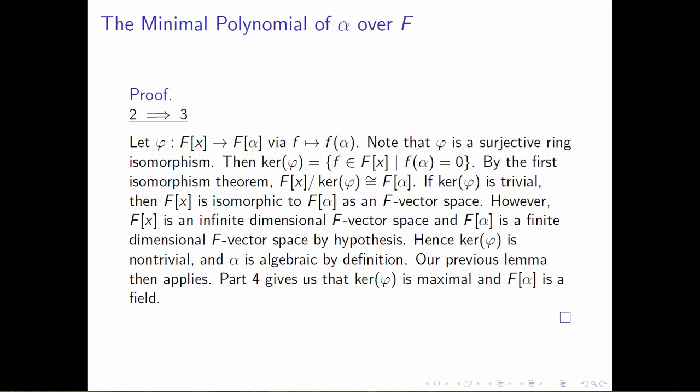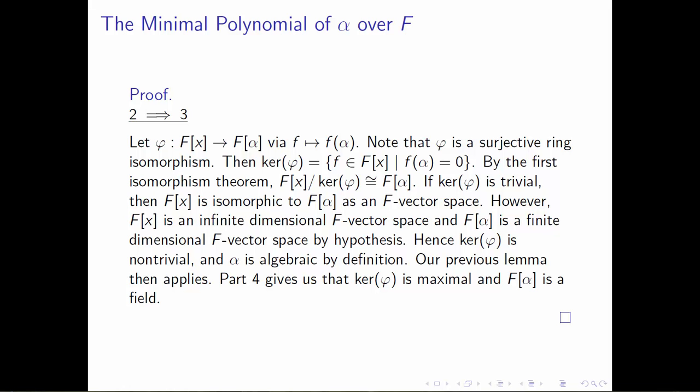Now, I'm not going to prove this part. This part is left as an exercise for you, but you can note that phi is a surjective ring homomorphism. Because this is a surjective ring homomorphism, we can take a look at the kernel. What the kernel is by definition is the set of all polynomials in F of x that evaluate to 0 when we plug alpha in.